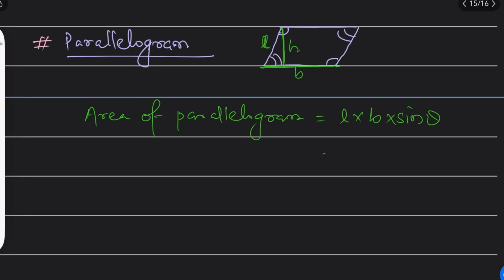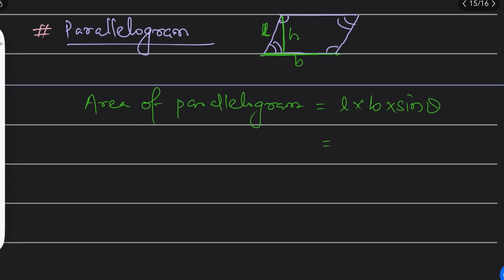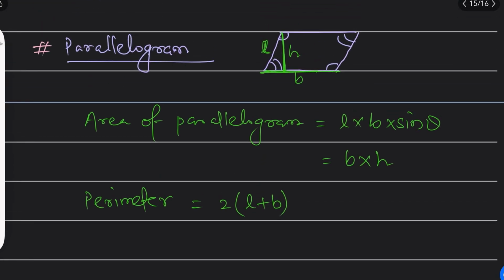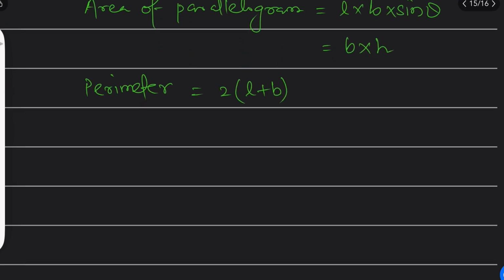Sir, if I want another formula of parallelogram, you can write base into height, sir. Height means the perpendicular on the base, so base into perpendicular on the base. This is the area. Now if I am talking about the perimeter, it's 2 into L plus B again, just like a rectangle, sir, because opposite sides are equal in length, sir. You should keep this in mind.